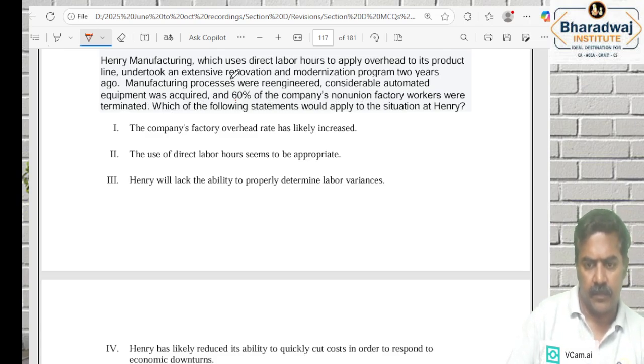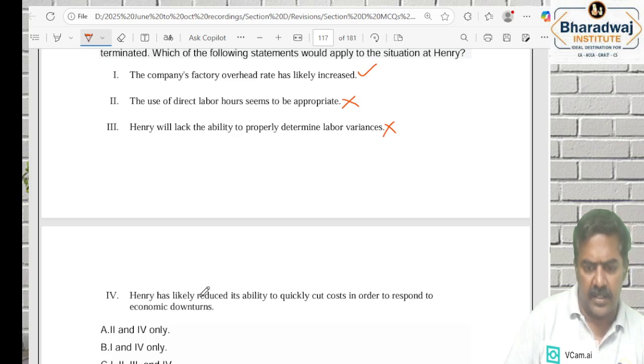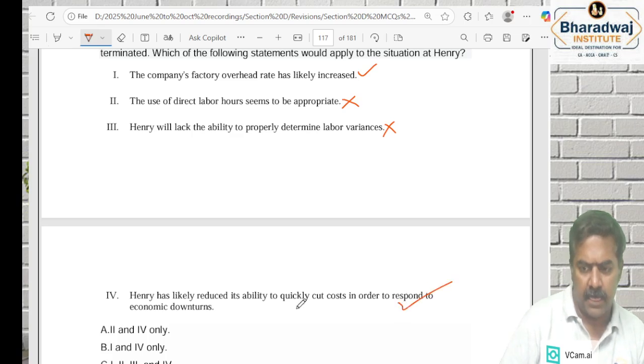Not two. Renovation and modernization definitely would have increased what? Factory overheads. Not two, not three. Direct laborers seem to be appropriate? No, it is automated. Henry will lack ability to properly determine labor variances? No, it will be more accurate. Henry is likely to have reduced ability to quickly cut the cost in order to respond to economic downturns. Yes. So the answer is B, 1 and 4 only.